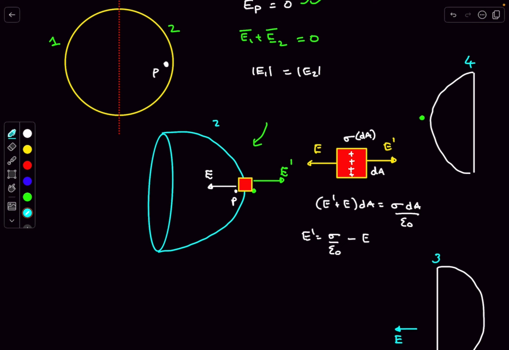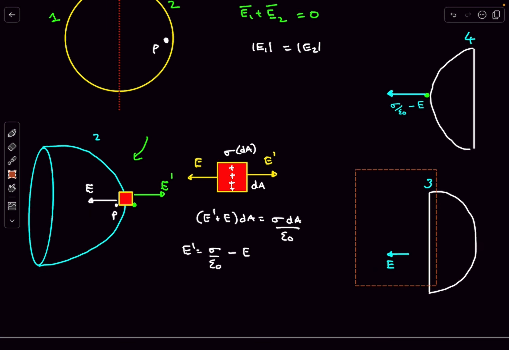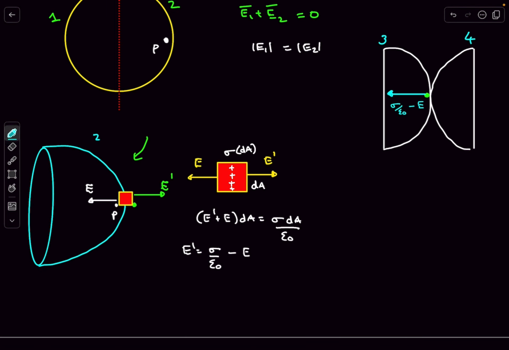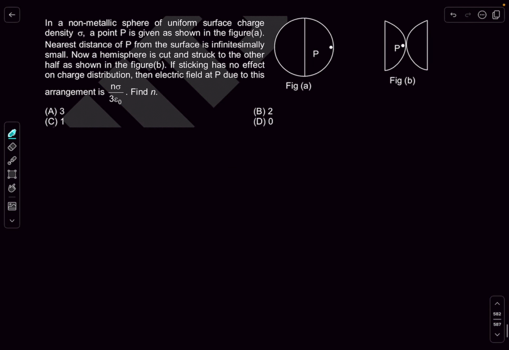So finally we have figured out the electric field at this particular point. It is going to be sigma by epsilon naught minus E. Now let's bring back our hemisphere number 3. Due to hemisphere number 3, the electric field over here was E towards the left, and due to hemisphere number 4, it is going to be sigma by epsilon naught minus E towards the left. The superposition of these two will give us the actual electric field at this particular point, and as you can see, the E's just cancel out and the answer just comes out to be sigma by epsilon naught. So that was the solution to this problem. The answer to N will be just 3.